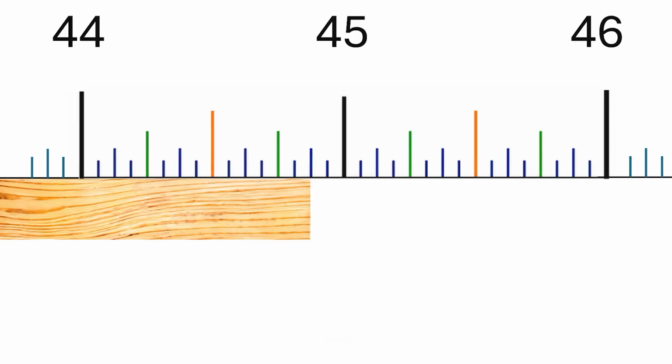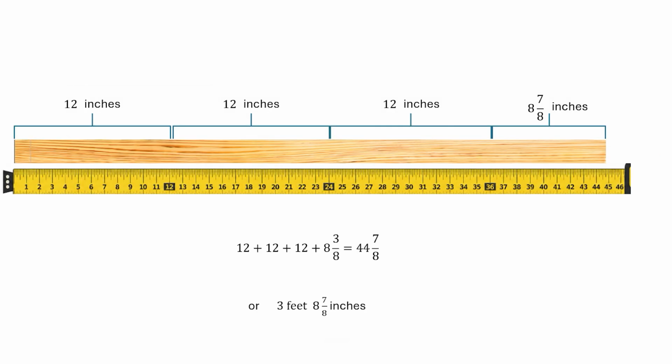The next piece of wood that we are measuring lines up with the second shortest line on the tape measure, which is an 1/8 inch marking. Counting past the 44 inch mark, we travel 7 of these 1/8 of an inch markings. So we can say the wood is 44 7/8 inches. We could also state the length as 3 feet, 8 7/8 inches.